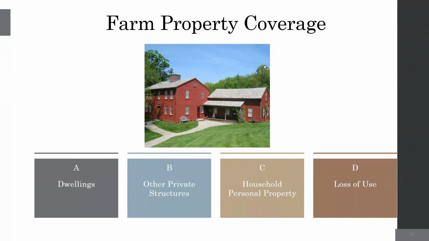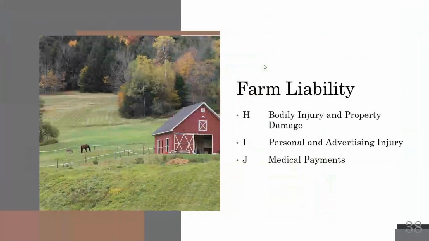And coverage D covers the cost to put you up at a hotel if your farmhouse that you were living in burned down, and you need a place to stay until they rebuild it and you can move back in. And so this is very similar to a homeowner's policy as far as coverage A, B, C, and D. Okay. Where it does shift, right?